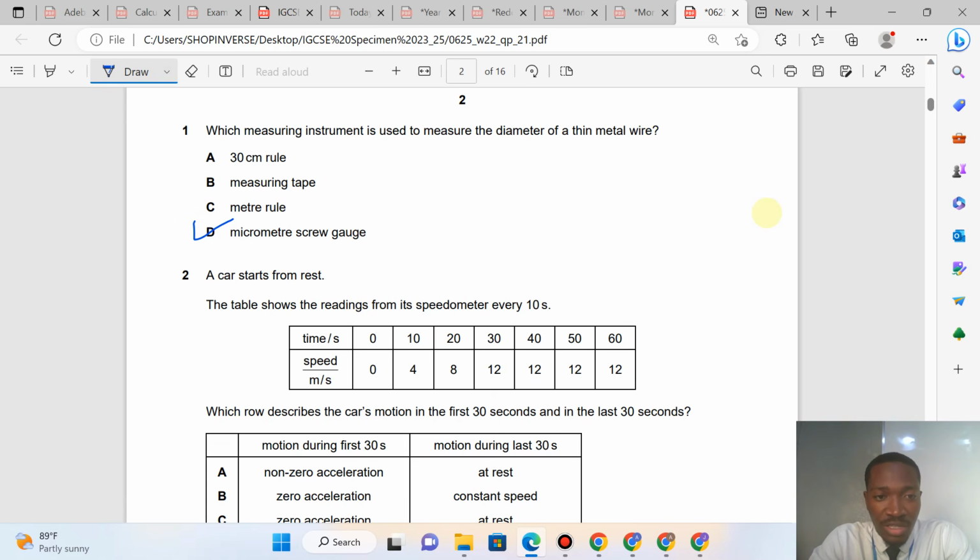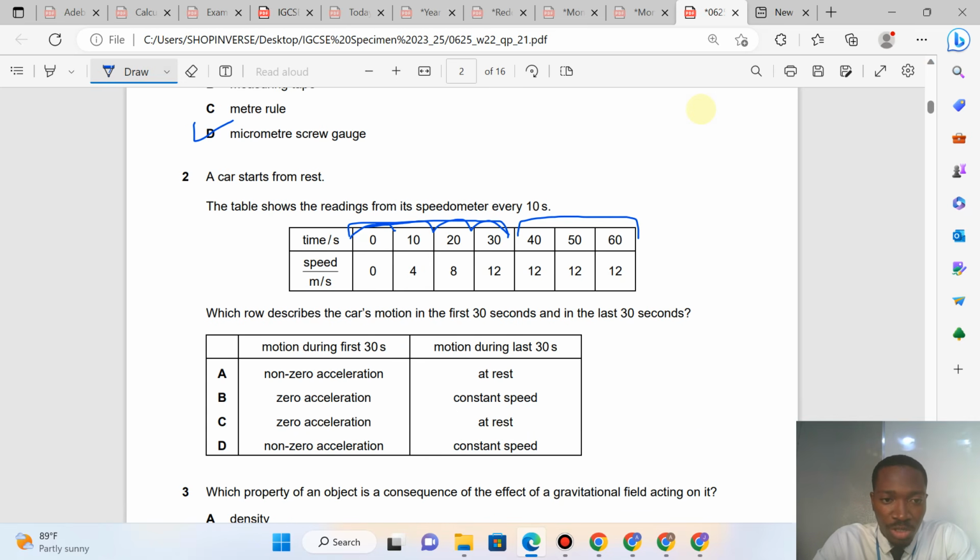A car starts from rest. The table shows the reading from its speedometer every 10 seconds. Which rule describes the car's motion in the first 30 seconds and in the last 30 seconds? The first 30 seconds, that will be from here to here, and the last 30 seconds, that will be from here to here. The first 30 seconds will be from 0 seconds, you count 10, 20, 30. That's the first 30 seconds.